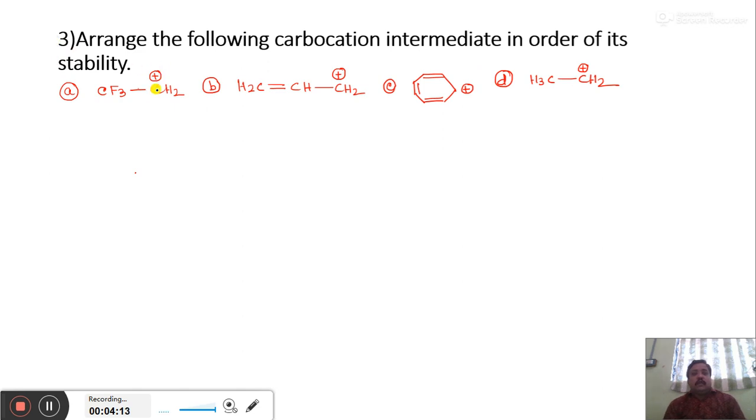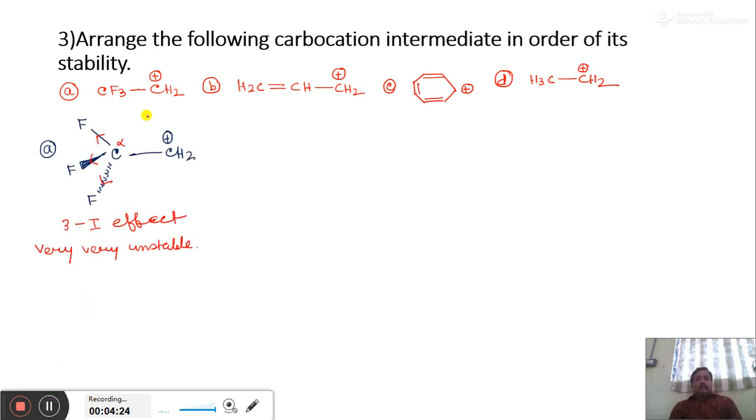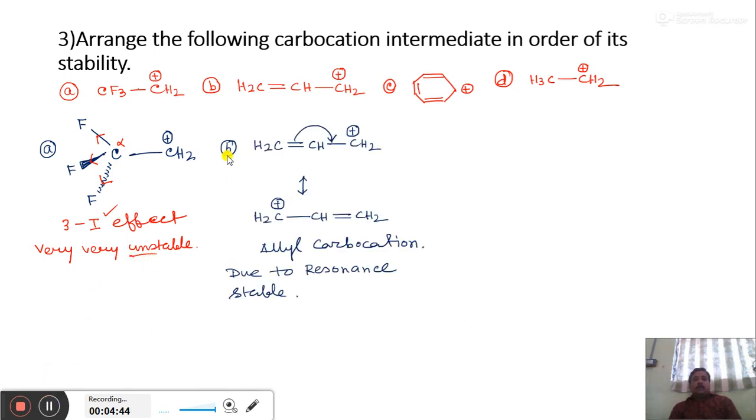In question 3, arrange the following carbocations A, B, C, D in order of their stability. To explain this problem, at first let us draw the structure of A. In carbocation A, the alpha carbon contains 3 electronegative fluorine atoms, which show a 3 minus I effect. This minus I effect destabilizes the carbocation, and this carbocation is very unstable in nature. Carbocation B is an allyl carbocation.